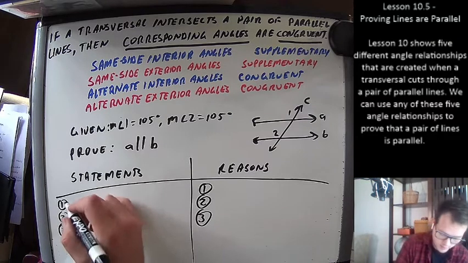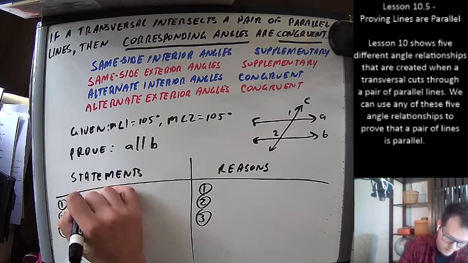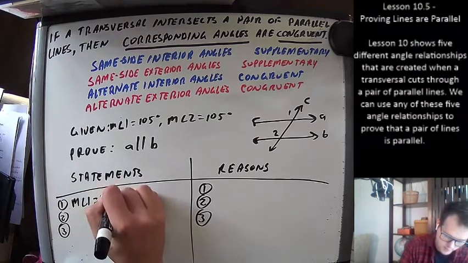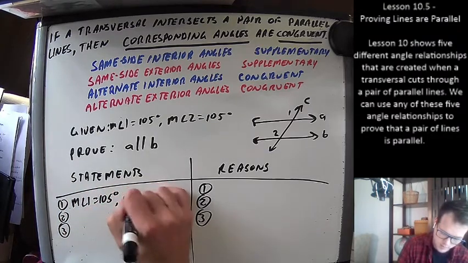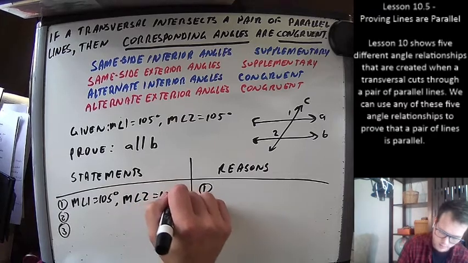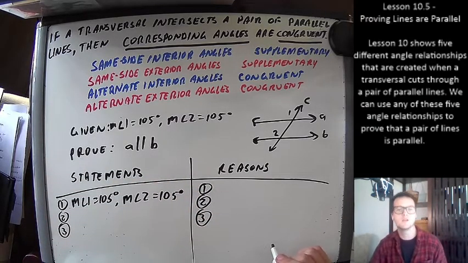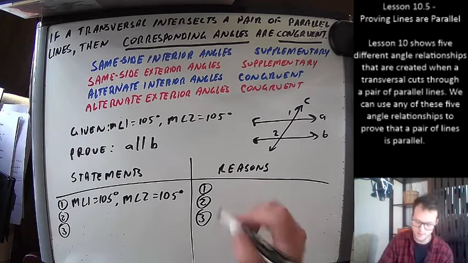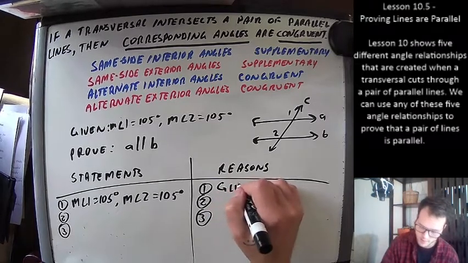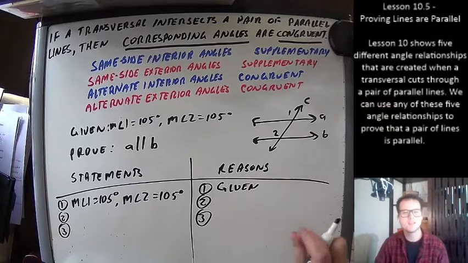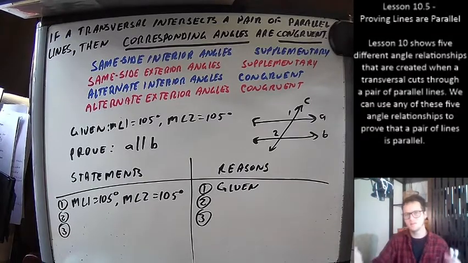So what I would say first is that the measure of angle 1 is 105 degrees, and then I'd say the measure of angle 2 is also 105 degrees. Sometimes you can link up given statements like this when they are so closely related. They really work together here. When you're given other given statements that aren't necessarily the same type of statement, I would put them on two different lines, but these two are going to culminate in the same idea here.